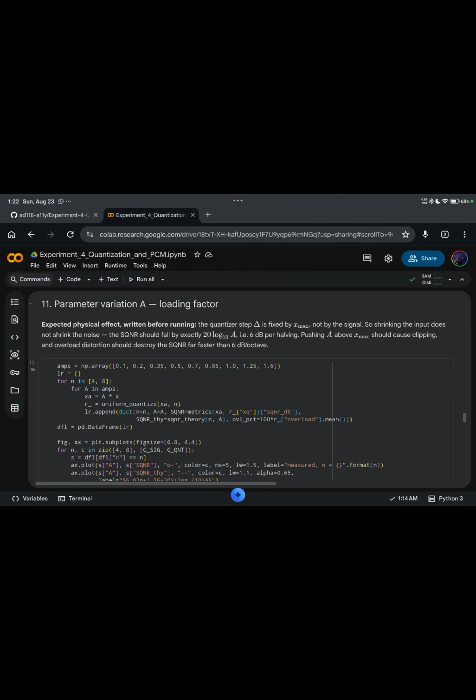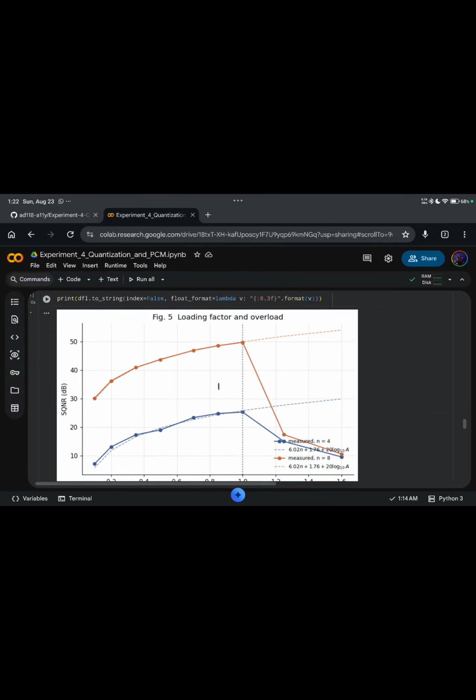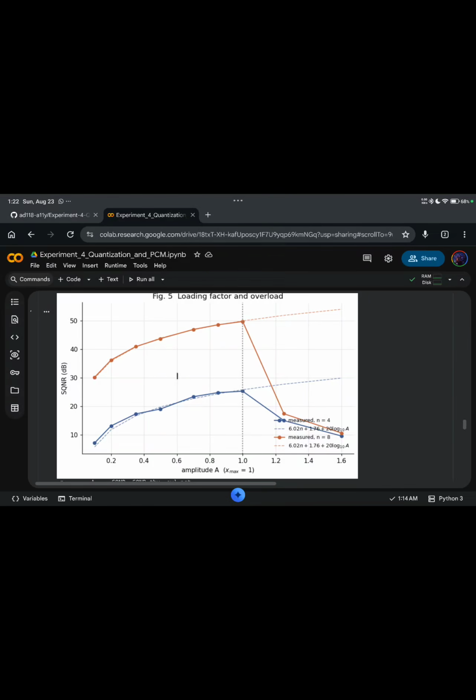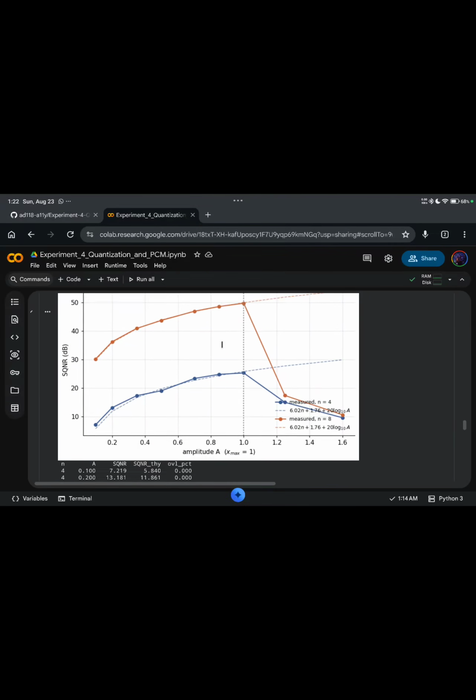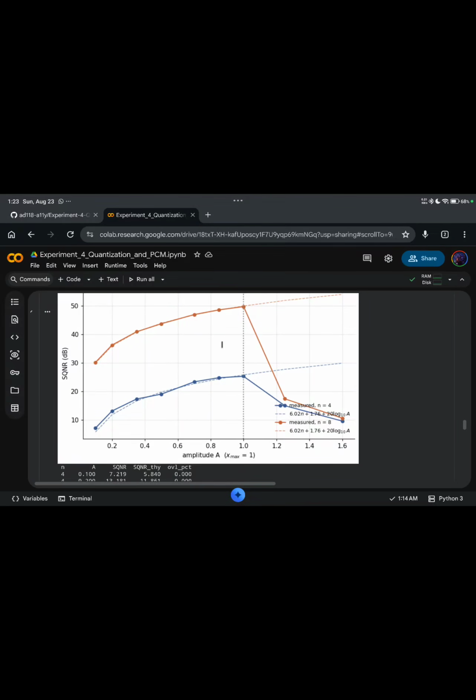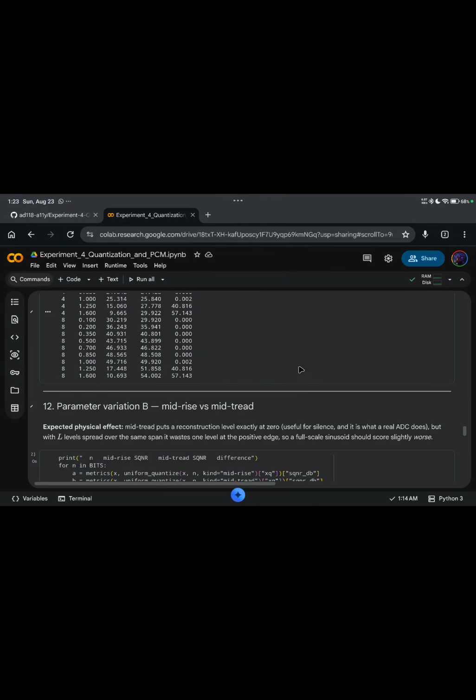When the amplitude is reduced by half, the SQNR decreases by approximately 6 decibels. When the amplitude becomes greater than Xmax, clipping occurs. Here you can see that the SQNR then decreases rapidly because of overload distortion.